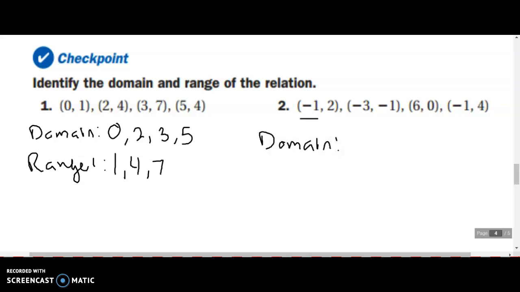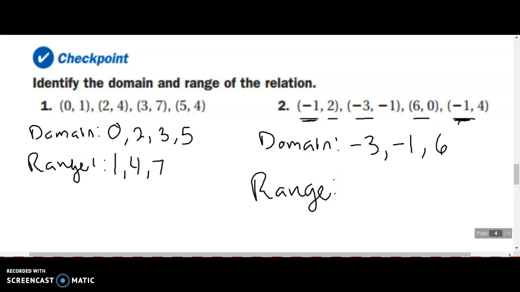Okay, so here for number 2, when we have the domain, we see that it's -1, -3, 6, and -1. Obviously, we don't have to repeat the -1 when we're writing the domain, but we also want to write it from least to greatest. So it's going to be -3, -1, and 6, since -3 is the lowest number. And for the range, we've got 2, -1, 0, and 4. The lowest number is -1, followed by 0, followed by 2, followed by 4.